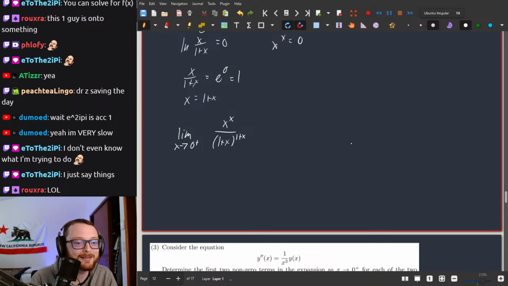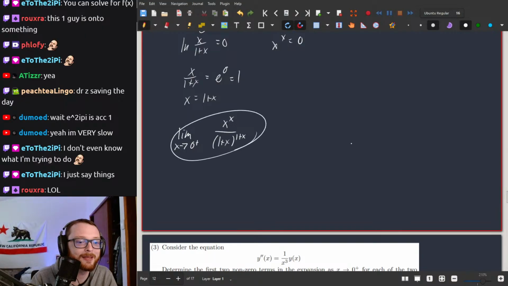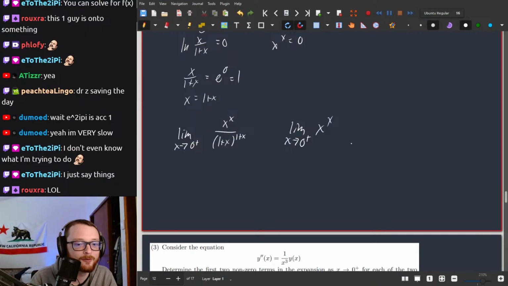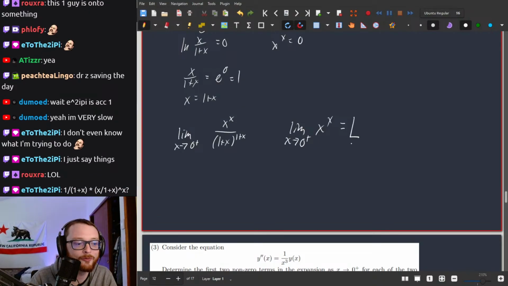Actually, I don't think this limit is as bad as I'm making it. I would start by evaluating just the limit as x goes to 0 from the right of x to the x. It's a dirty trick, but you can assume it's equal to L, some number L, and take the log of both sides. You don't need L'Hopital's for this. Or, well, maybe we will in a second.